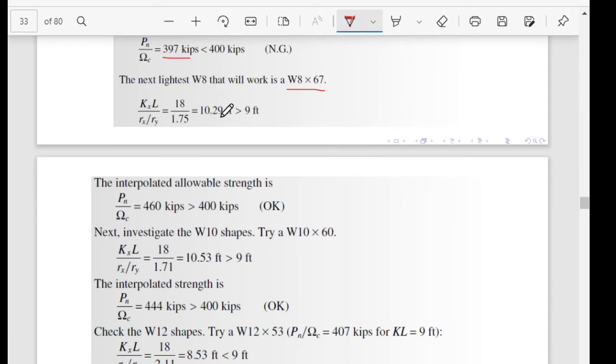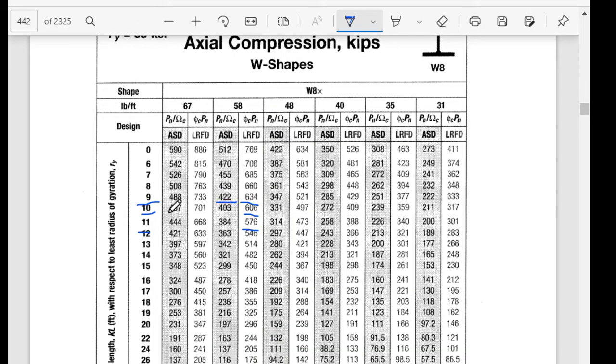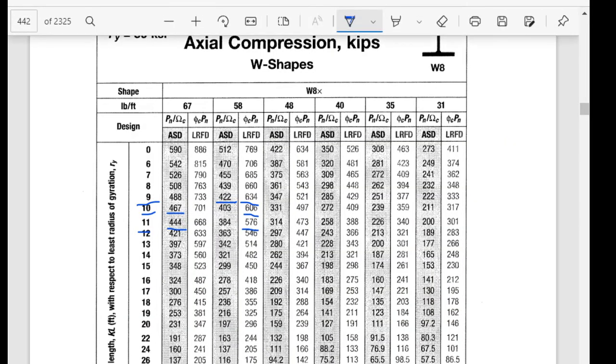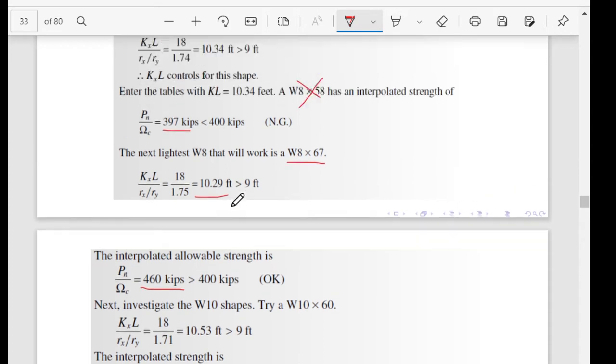Then, interpolate again using this 10.29 that you computed, which is between 10 and 11. Looking at the table, for 10 and 11, we have 467 and 444. What is the value for 10.29? Using interpolation, you will get 460 kilopounds, which is greater than 400 kilopounds, the factored load or the required capacity.